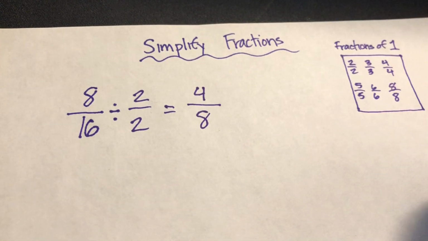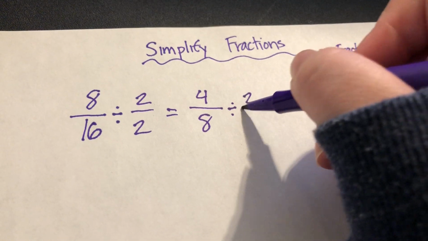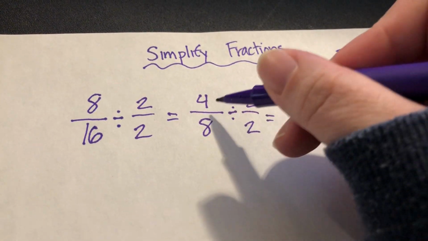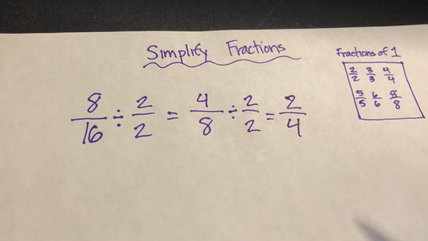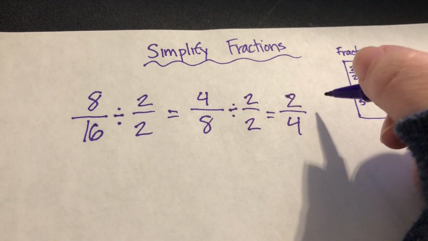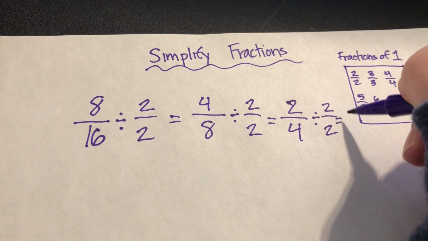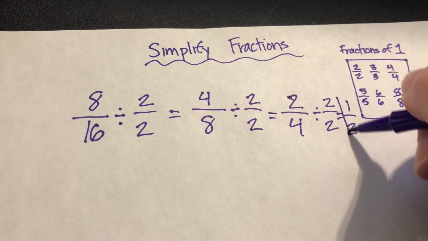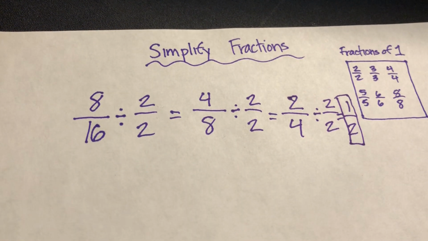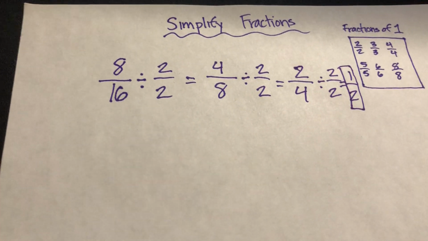Okay. Can I do even more? Can I simplify 4/8? Yeah, I can divide by 2/2, which equals 2/4. Can I make it smaller? Yeah. Divided by 2/2, 1/2. Okay. And 1/2, I can't make it any smaller. I can't divide it by any fraction of 1 to make it a smaller fraction. So it is in its simplest form.